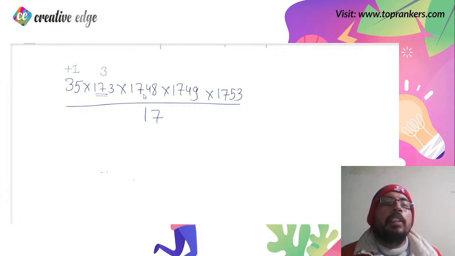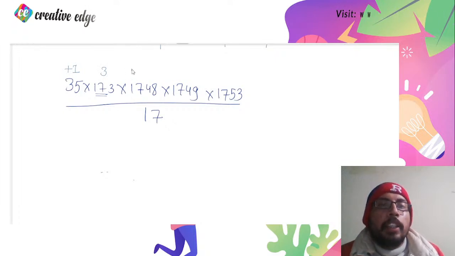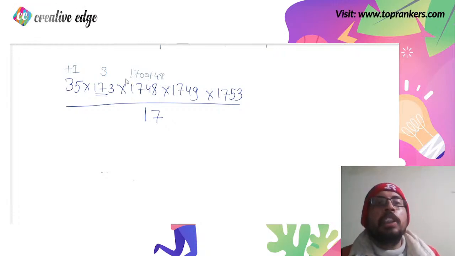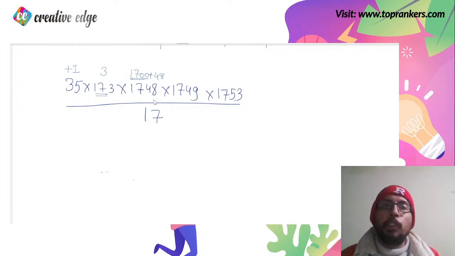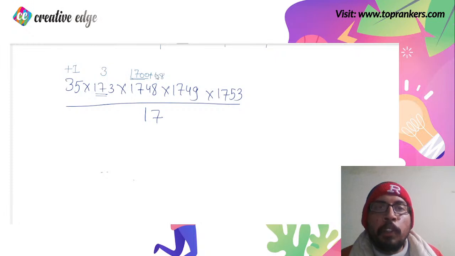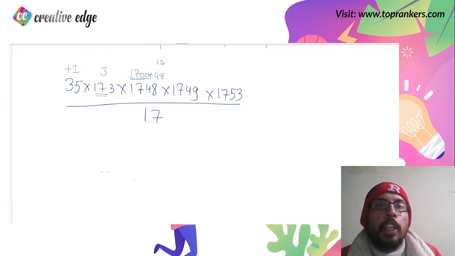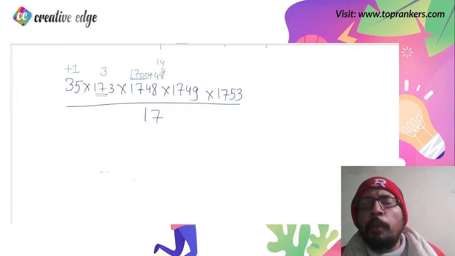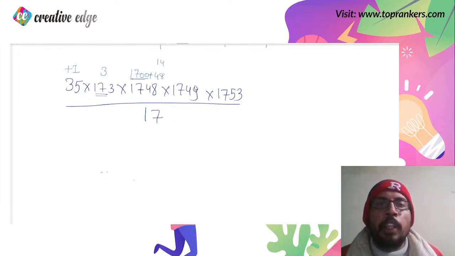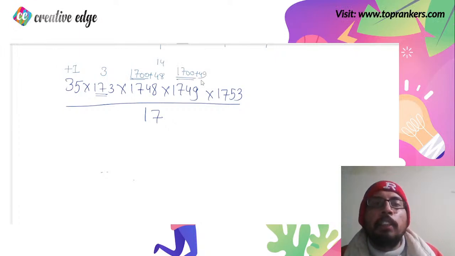Here as well, 1748 can be written as 1700 plus 48. So 1700 upon 17 is going to get you 0 as your remainder. Now what you are left with is 48. So 48 upon 17 is going to be 17 2s are 34. 14 is your remainder. So you will be getting 14 as your remainder. In the same way, this is 1700 plus 49. So 1700 will yield 0 as my remainder. 17 2s are 34.